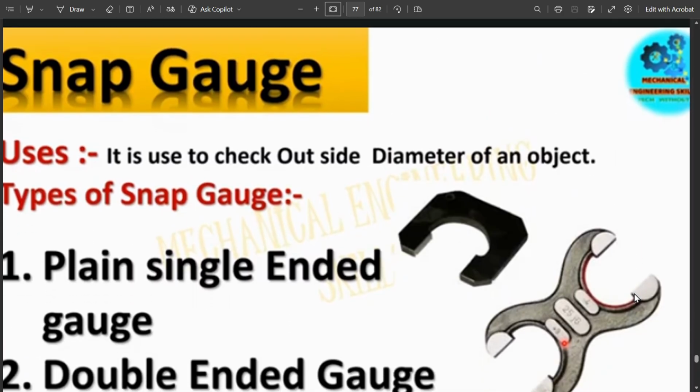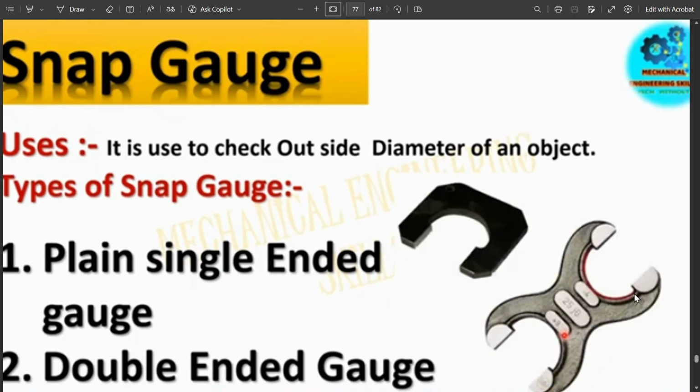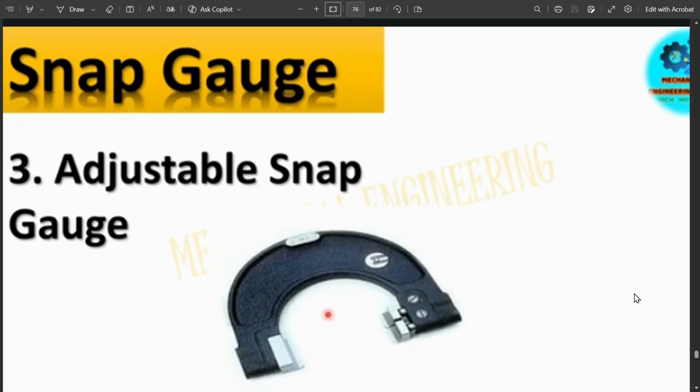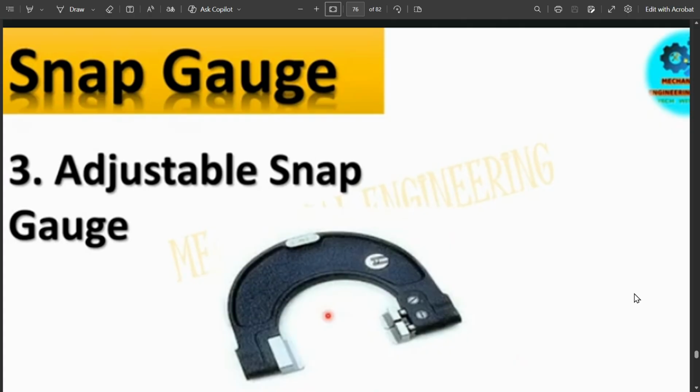Then another gauge is the snap gauge. What is a snap gauge? It is used to check the outside diameter of an object. The types of snap gauge: first, the plain or single-ended snap gauge; second, the double-ended snap gauge; and third, the adjustable snap gauge.